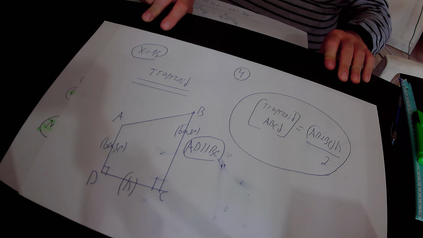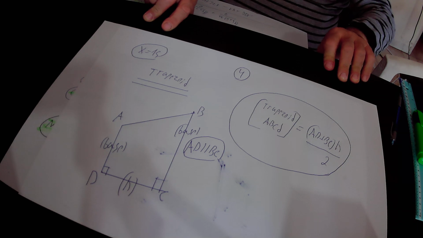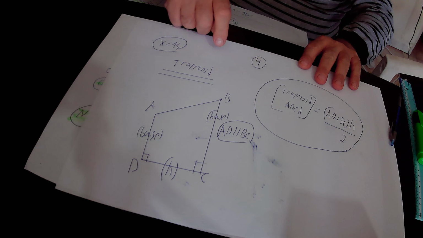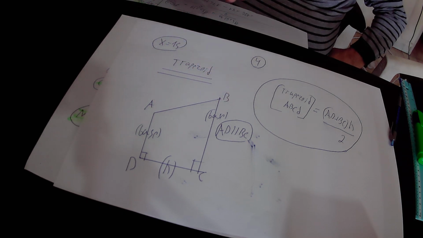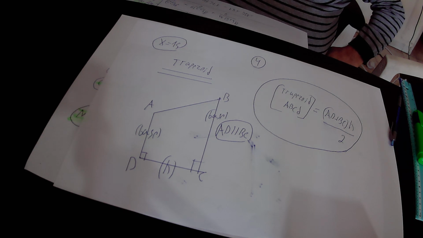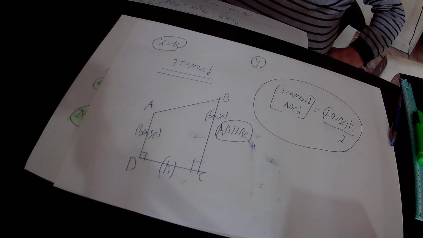In the next step, I present to you the area of a trapezoid. The quadrilateral ABCD is a trapezoid. Why? Because side AD is parallel to side BC. A trapezoid is a quadrilateral with one pair of parallel sides. Therefore, quadrilateral ABCD is a trapezoid.